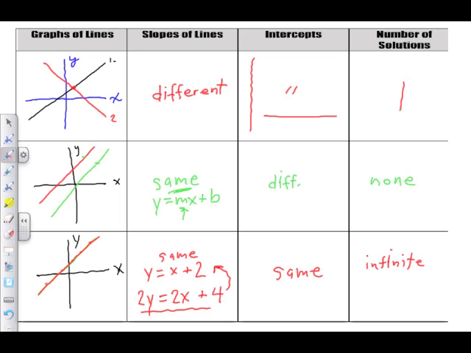So in the next following videos, we're going to look at trying to graph these types of equations and how to identify them, whether we're solving by graphing, by substitution, or by elimination.